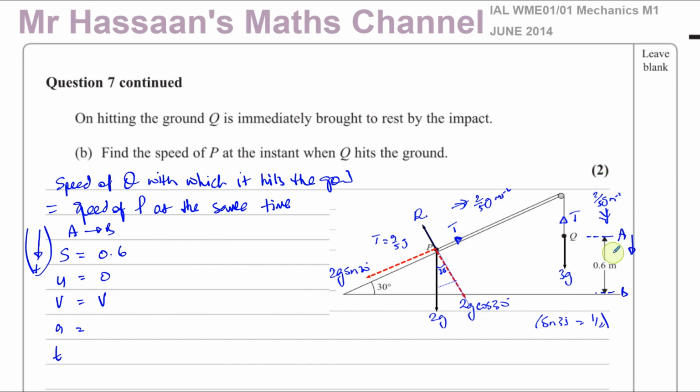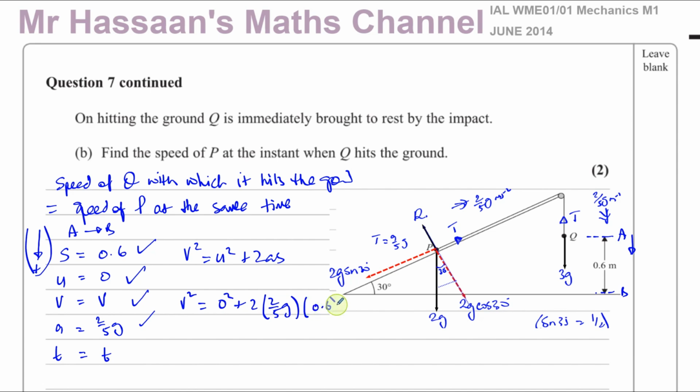Now the acceleration is what we found. We're taking down as positive. It's going down at 2/5 g meters per second squared. And the time we don't know, and we don't need to find it right now. So we have S, U, V and A. Those are the quantities we are going to use. If you think about the equations of motion, V squared equals U squared plus 2AS seems like what we need. We're trying to find V. So V squared equals U squared, which is 0 squared, plus 2 times 2/5 g times S, which is 0.6.